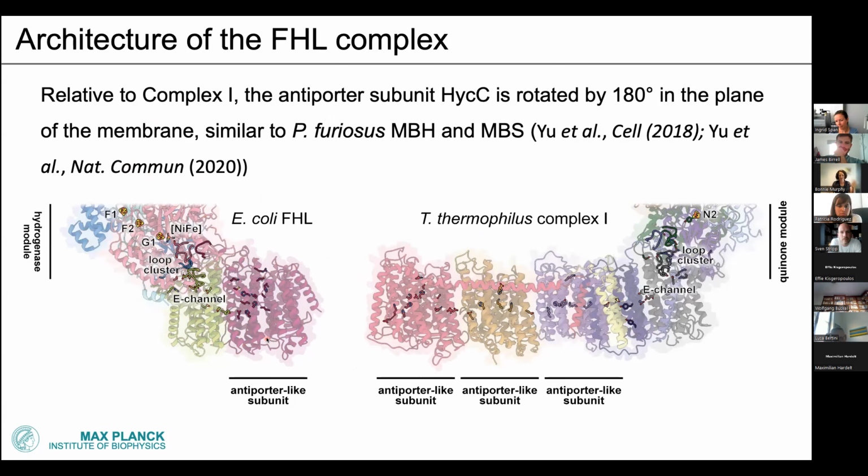And what's apparent when you look at the model relative to complex 1 is that if you align them on the basis of the antiporter-like subunit, the whole rest of the complex has actually shifted to the other side of the antiporter. So this is complex 1 and FHL aligned on the basis of the antiporter-like subunit, and the whole rest of the complex is shifted to the other side. This was already observed by Michael Adams and Huilin Li with the MBH of Pyrococcus, as well as the related MBS complex. But I think it's a really fascinating observation.